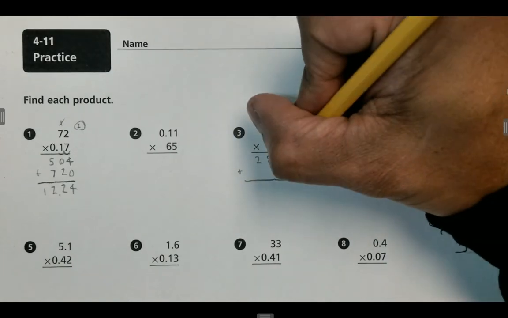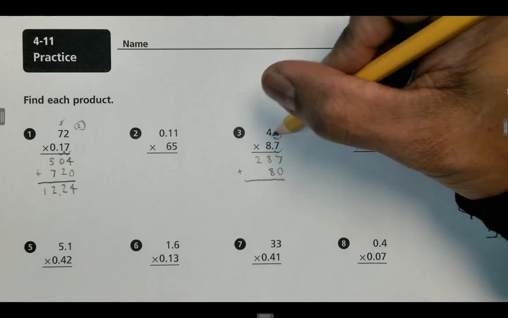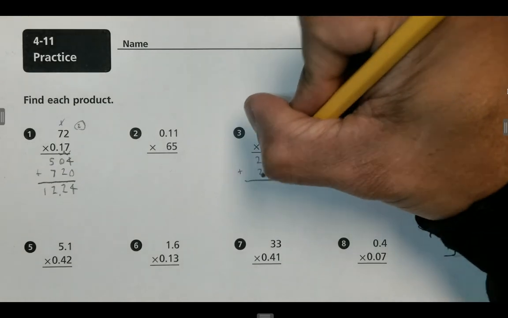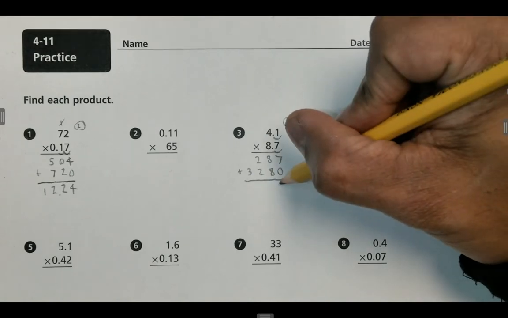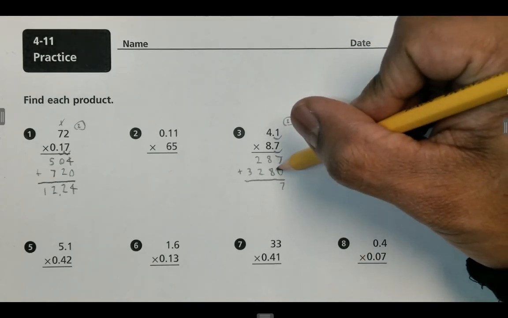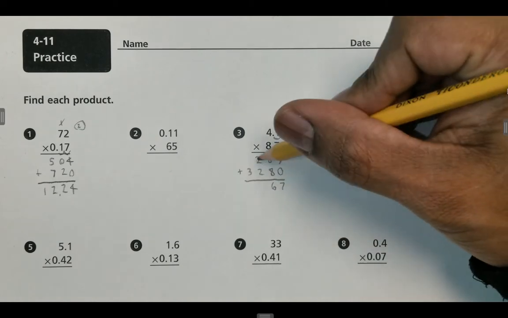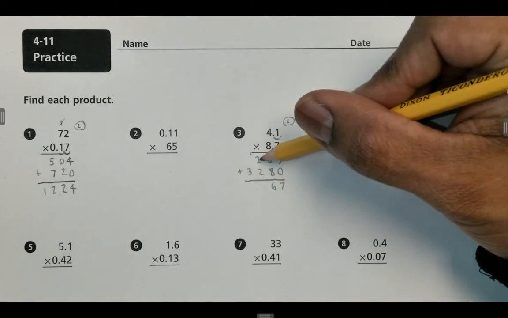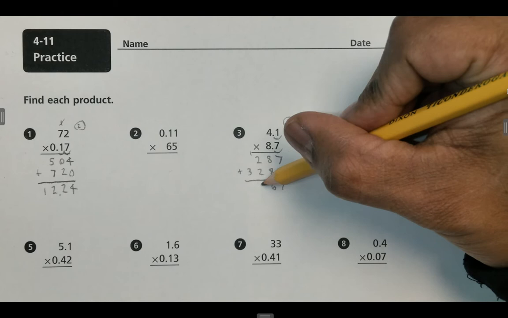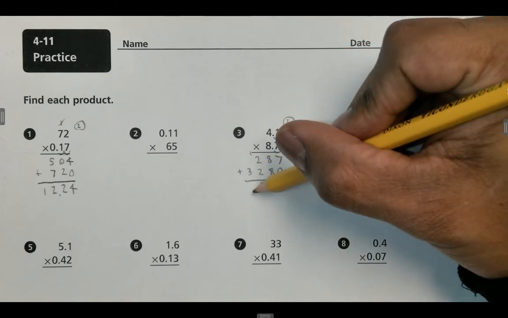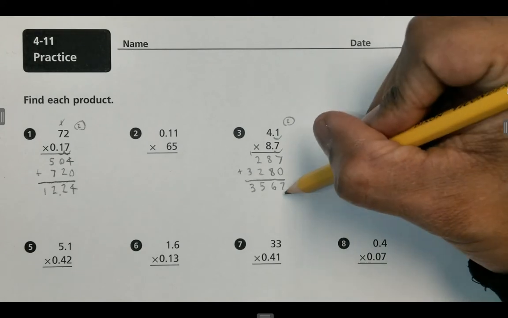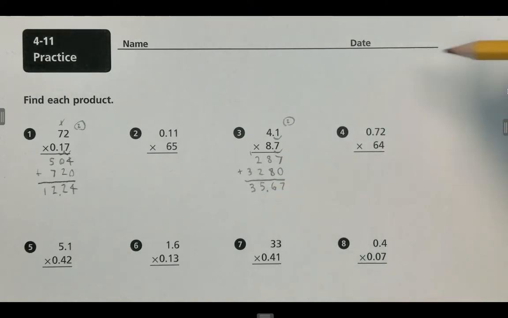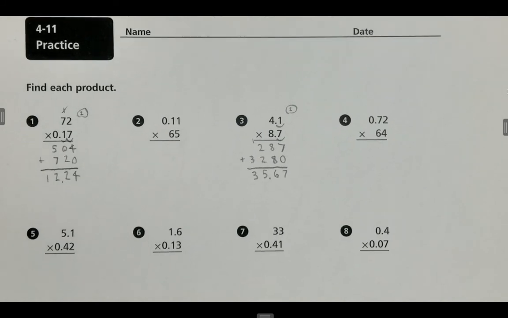8 times 1 is 8. 8 times 4 is 32. Add up our columns. 7 and 0 is 7. 8 plus 8 is 16. 6 comes down, 1 gets carried. 1 and 2 is 3. 3 and 2 is 5. 3 comes down. And we're coming in 2 places from the end. Pew, pew. 35 and 67 hundredths is our answer.